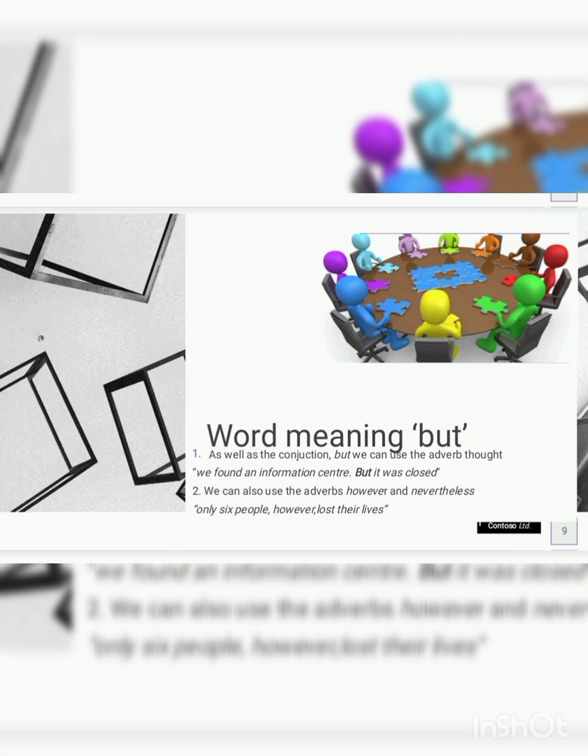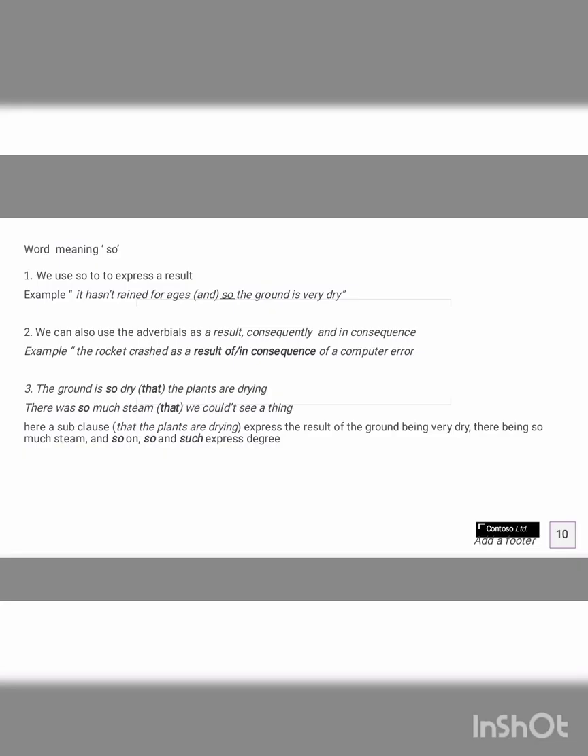Number 3. Words meaning but. 1. As well as the conjunction but, we can use the adverb too. Example, we found an information center, but it was closed. 2. We can also use the adverbs however and nevertheless. Example, only sick people, however, lost their lives.